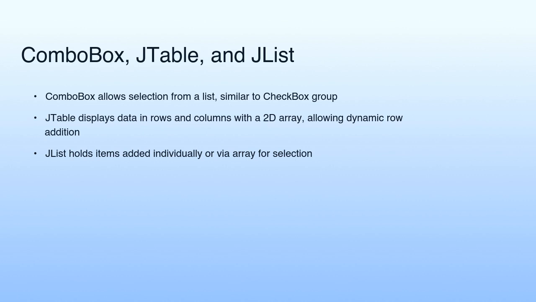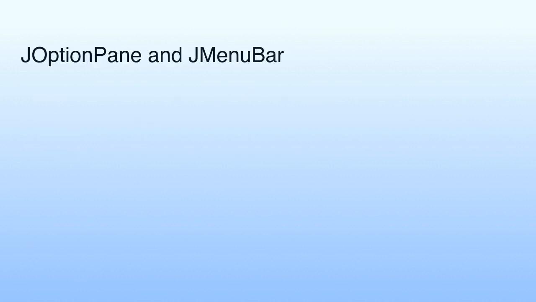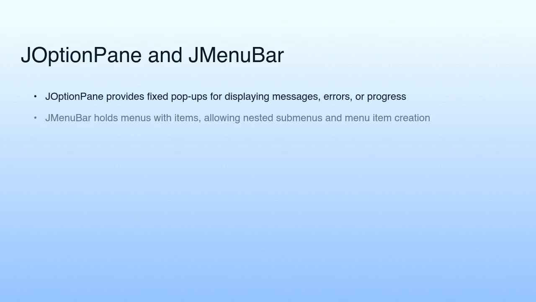The list, on the other hand, holds items added individually or via an array for selection. Moving on, we have the option pane, which provides fixed pop-ups for displaying messages, errors, or progress information.